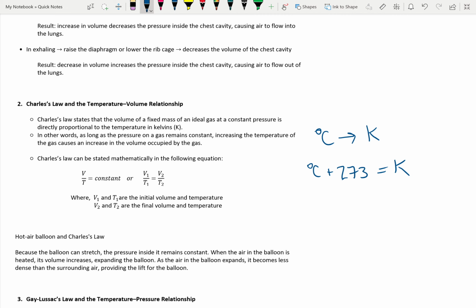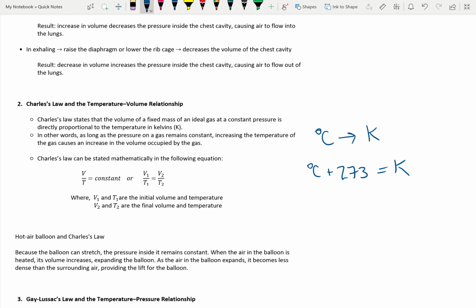An example of Charles law is a hot air balloon. Because the balloon can stretch, the pressure inside remains constant. And when the air in the balloon is heated, right, we're heating it, we're increasing the volume, the balloon expands, and as the air in the balloon expands, it becomes less dense than the surrounding air. That's why we're able to lift up.